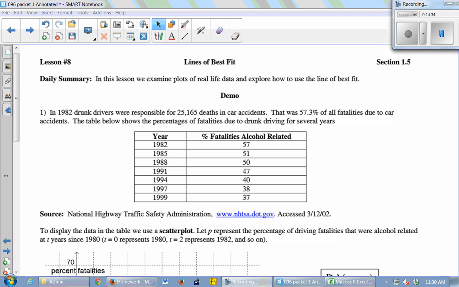Okay. So in 1982, drunk drivers were responsible for 25,165 deaths in car accidents. That was 57.3% of all fatalities due to car accidents. And this table lists the percentages of fatalities due to drunk driving for several different years. So we've got various years from 82 to 99, and the percentage of fatalities related to alcohol in car accidents. So to display the data in this table, we could use a scatter plot, and we represent each of these things, 1982, 57, 1985, 51, as a point, right? Where each point has year, percentage.